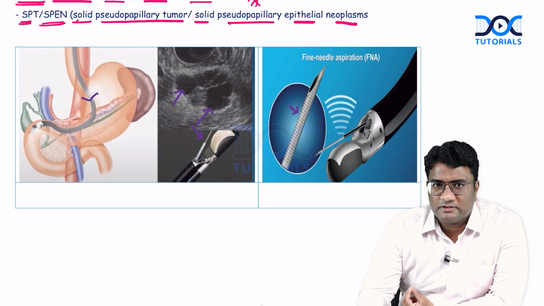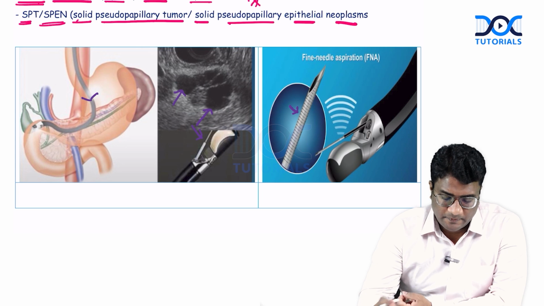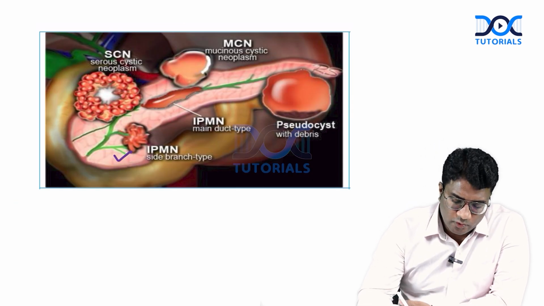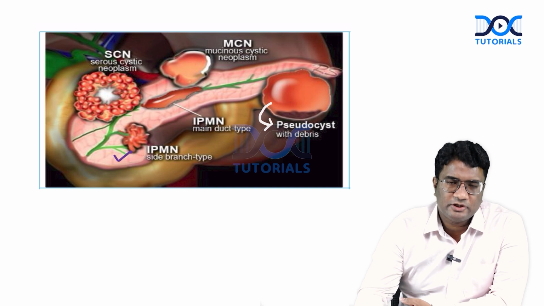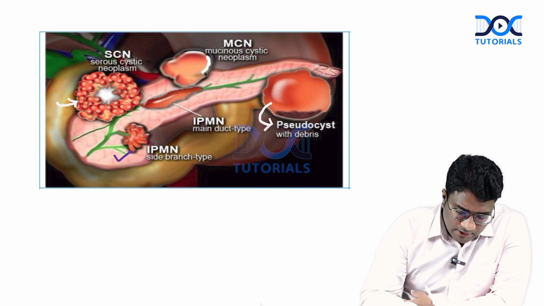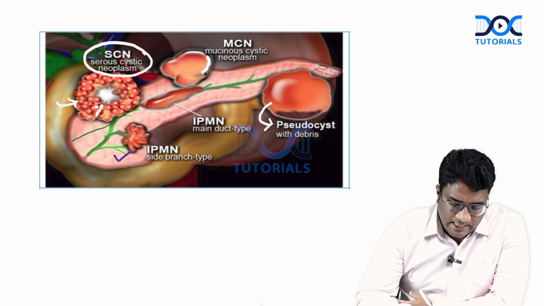The investigation of choice of cystic lesions of the pancreas will be what? Endoscopic ultrasound. Now, when we look at cystic lesions of the pancreas, it could be due to acute pancreatitis. That collection is the pseudocyst. It could have multiple small microcysts giving a serous cystic neoplasm with a stellate scar in the center.